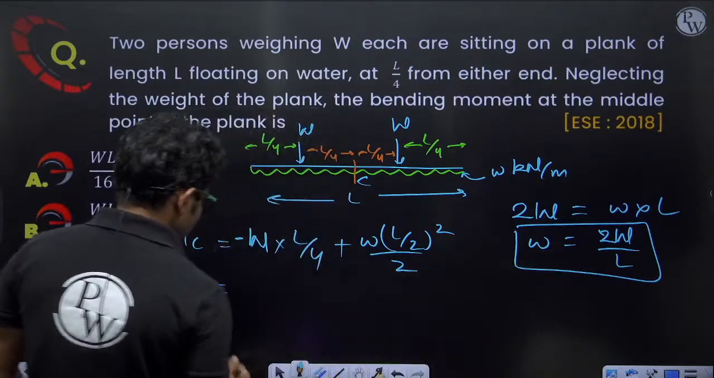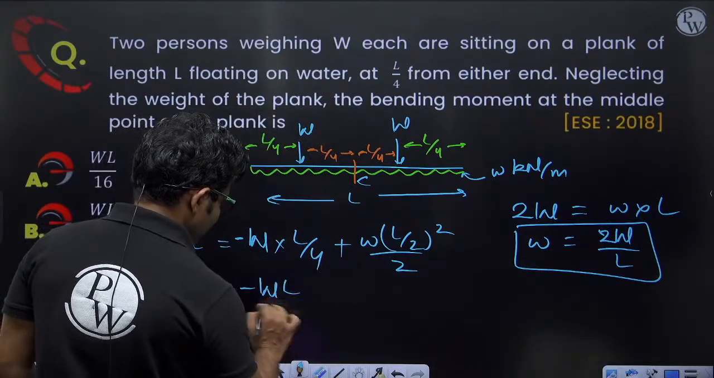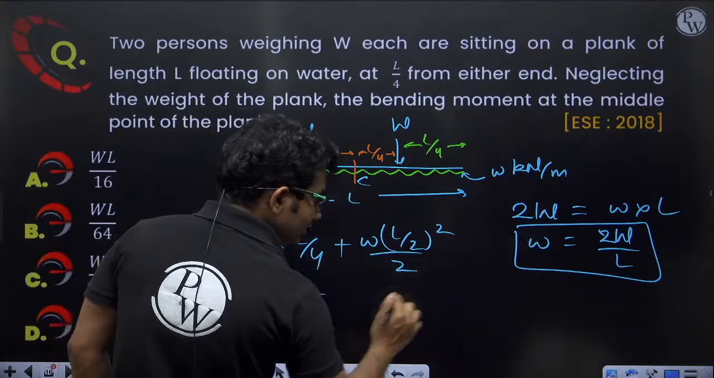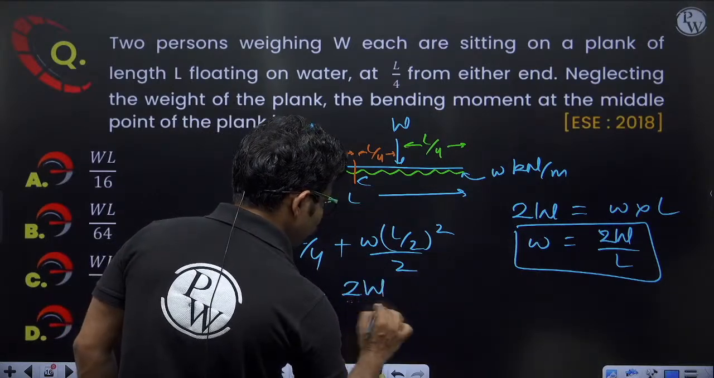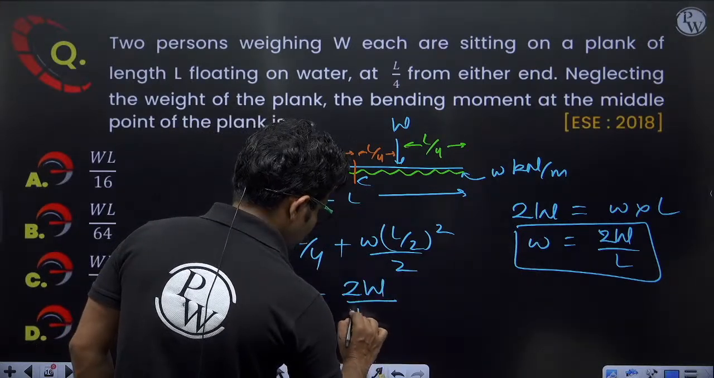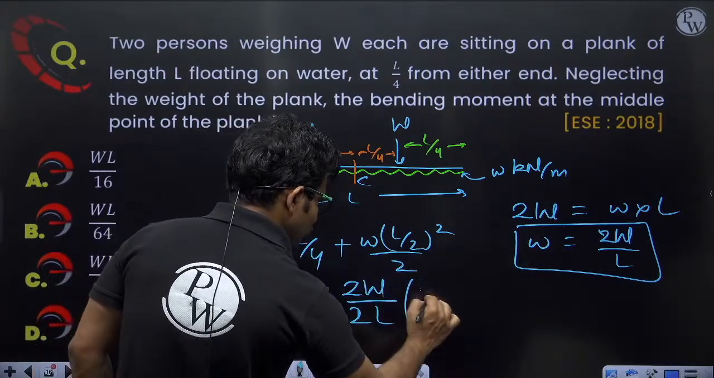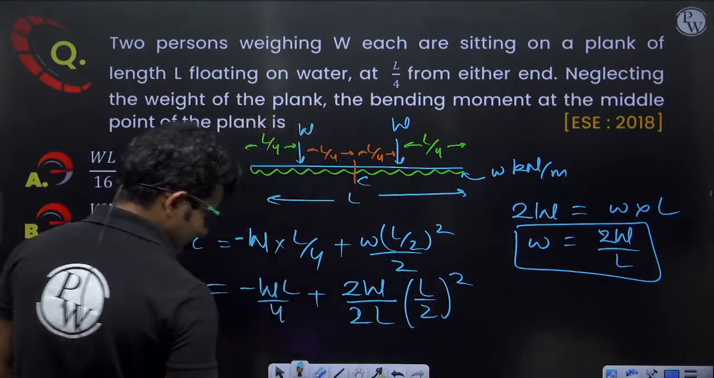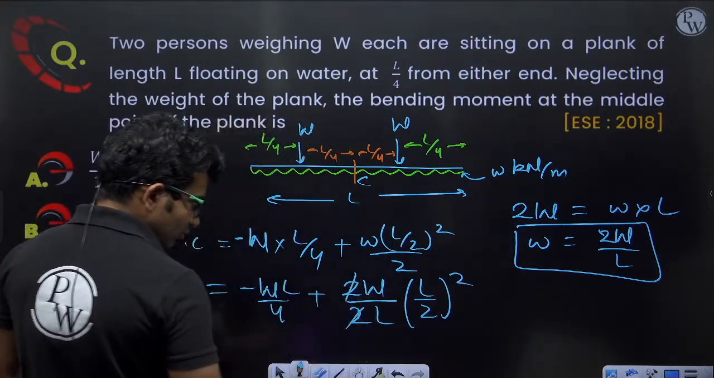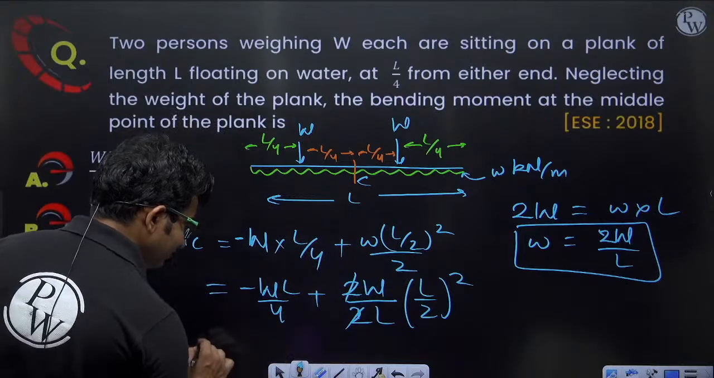Let's put the value of W: minus WL by 4 plus small w is 2, capital W by 2L, 2 here and L from there, into L by 2 whole square. So 2 and 2 will get cancelled out, 1 L and 1 L will get cancelled out.